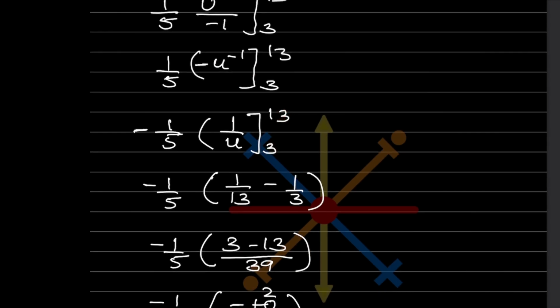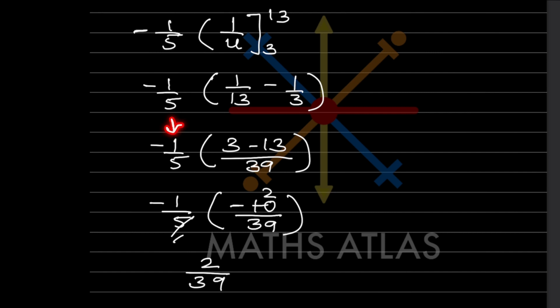So now what will you do? For this value, once you are going to take 13, and the other time you are going to take this 3. So you will write here 1 by 13 minus 1 by 3. Now let us solve this one. This will be as it is. The LCM here is 39. So here you multiply by 3, here by 13. So it will be 3 minus 13 by 39. Here 3 minus 13 is going to be minus 10. So minus 10 by 39.